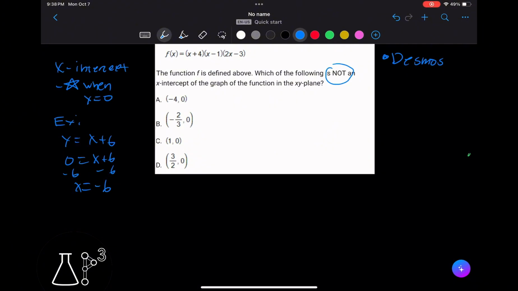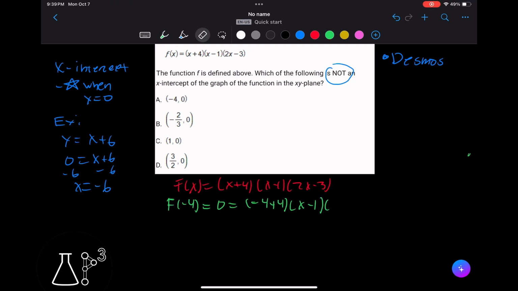What do I mean? Look at answer A. A is negative 4, 0. So let me rewrite the f of x. f of x equals x plus 4, and then x minus 1, and then 2x minus 3. If I were to plug in x equal to negative 4, and then y equals 0, that would give me, so this equals y, or 0, which then equals, you plug in negative 4 on every single x value, so negative 4 plus 4. And then x minus 1, oh, sorry, I made a mistake here. It would be negative 4 minus 1. That is my mistake. Negative 4 minus 1, and then 2 multiplied by negative 4 minus 3.